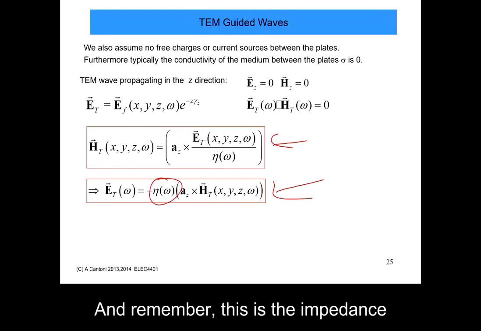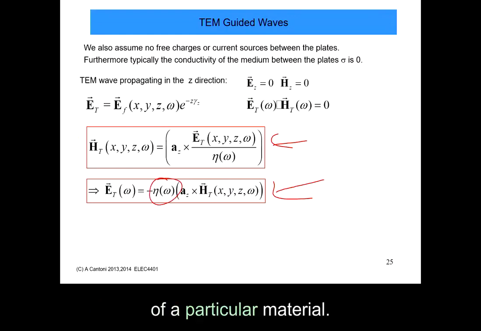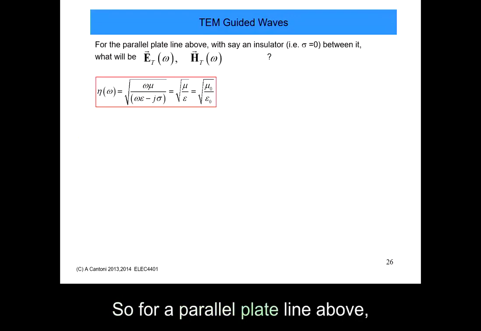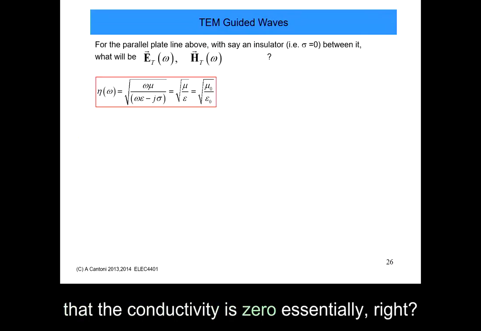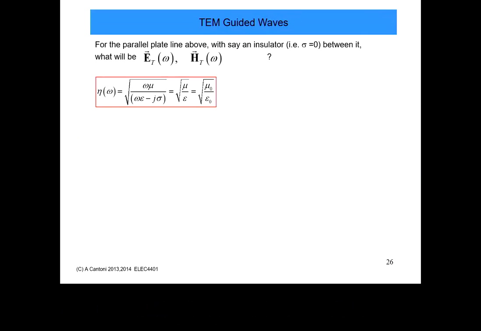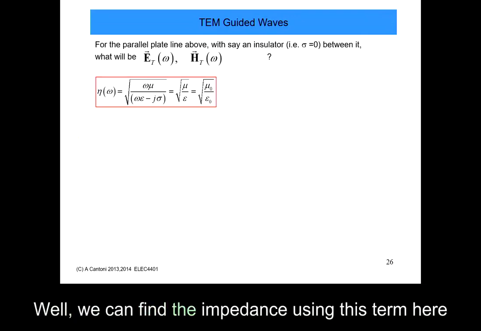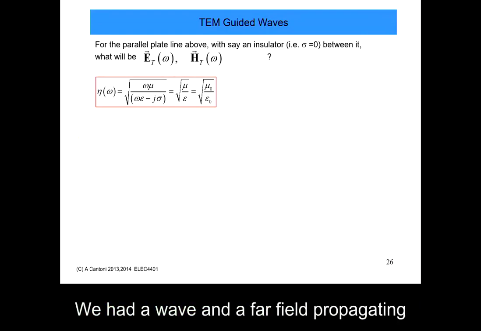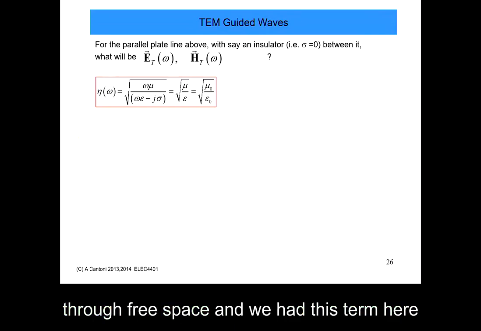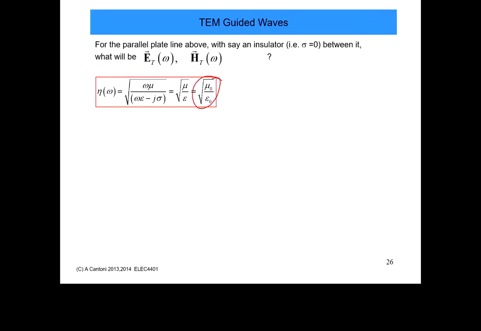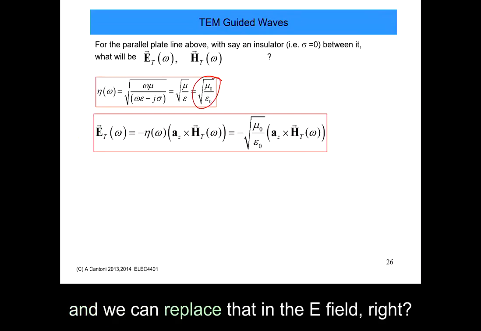And remember, this is the impedance of a particular material. So for a parallel plate line above, we say that in an insulator, the conductivity is 0, essentially. Right? If we've got an insulator, that's not going to conduct. What will be the electric and magnetic fields? Well, we can find the impedance using this term here, like we did last week. We had a wave and a far field propagating through free space, and we had this term here. And we can replace that in the E field, right?